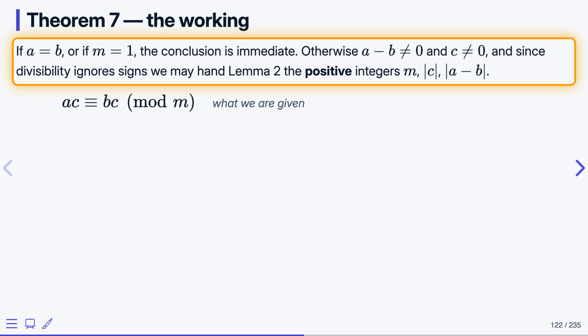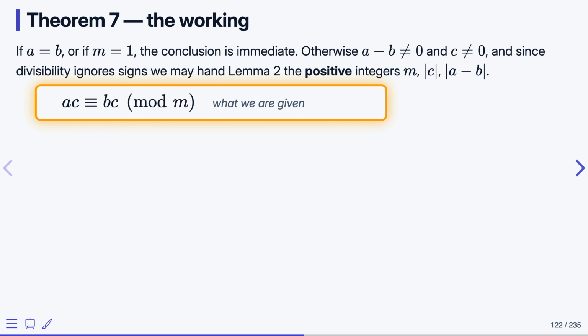First clear two easy cases. If a already equals b, there is nothing to prove. And if the modulus m is 1, then every pair of integers is congruent, so again there is nothing to prove. So from here on, a minus b is not 0, and c is not 0 either. That matters, because lemma 2 is stated for positive integers. Now the working, and notice that lemma 2 does the real job.